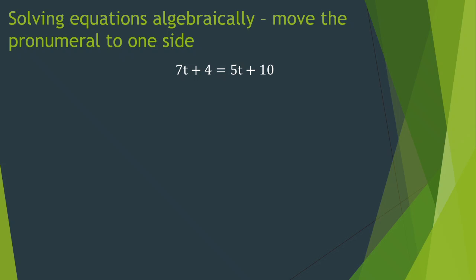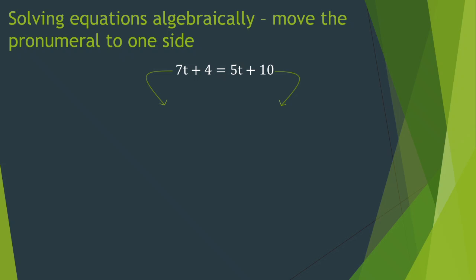Usually what we do is we move everything around the pronumeral to get it on its own, and that's how we get our solution. But this time we're going to have to move the pronumeral to one side. So we can either move 7t or 5t. And because they're both positive, we're going to subtract one of them. Now if we subtract 7t, we'll end up with 5t take away 7t, which will give us a negative number. And we always like to avoid having negative numbers.